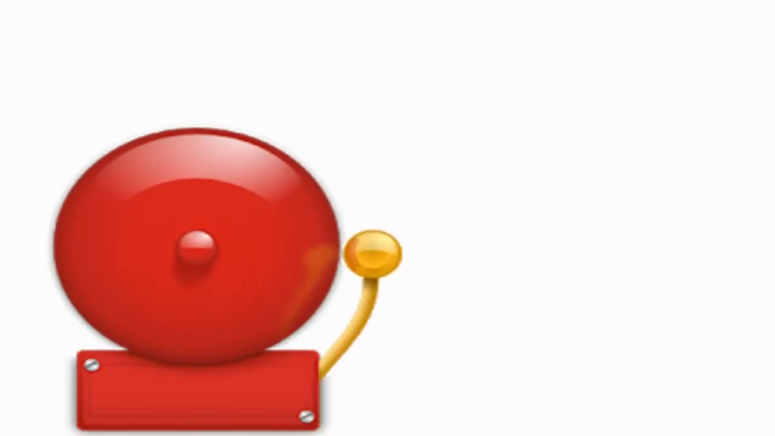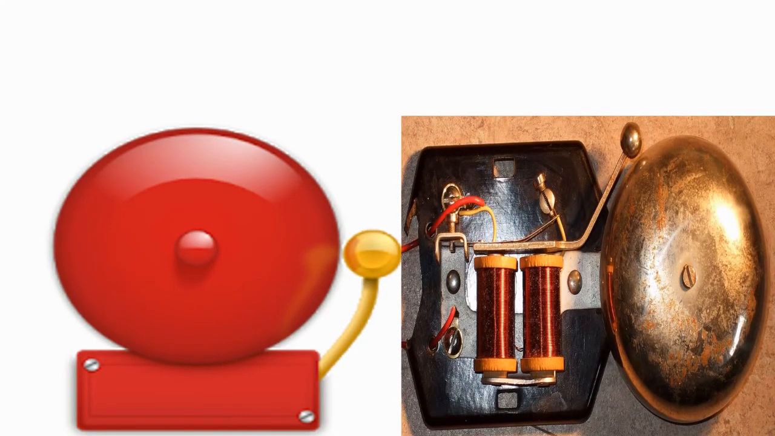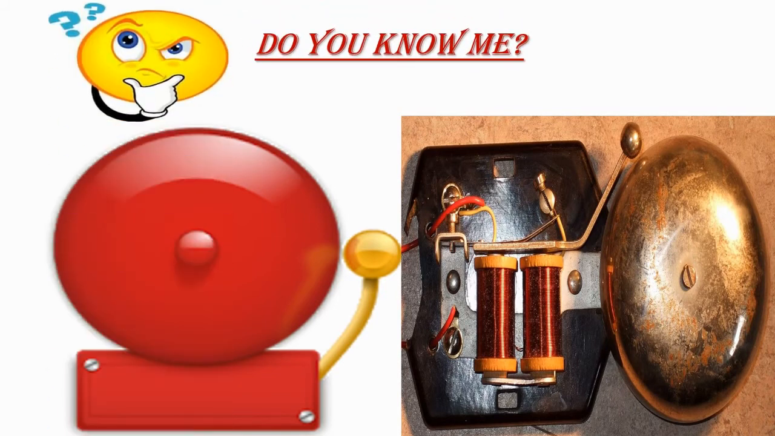Students, have you observed this kind of object? Think about it. This is an electric bell. Now that we are clear about the term electromagnet, let's understand the use of electromagnet in simple devices such as the electric bell.